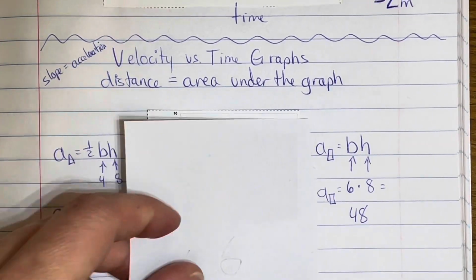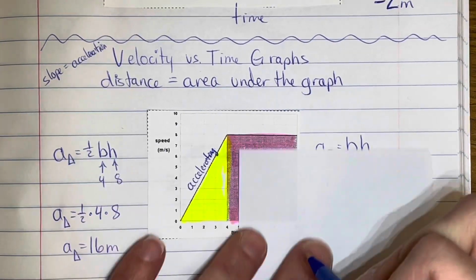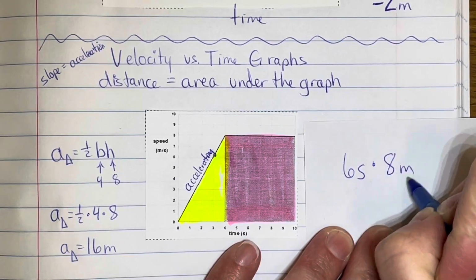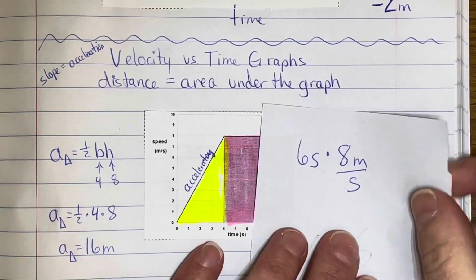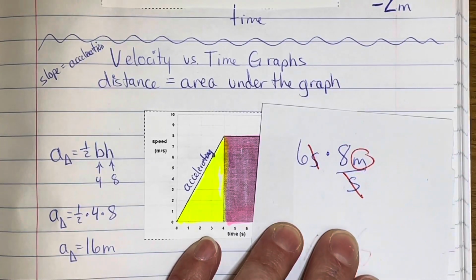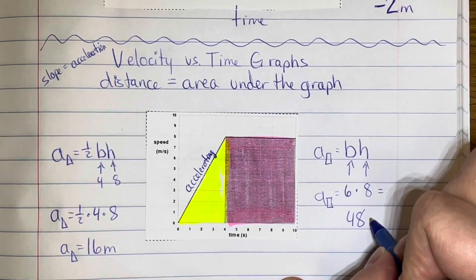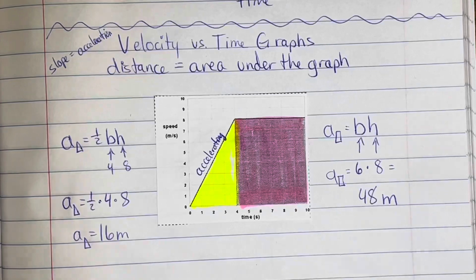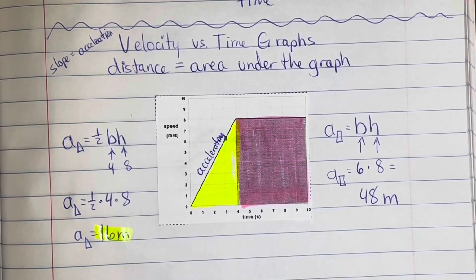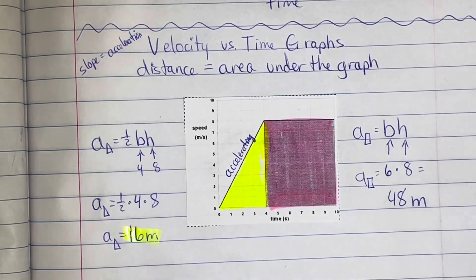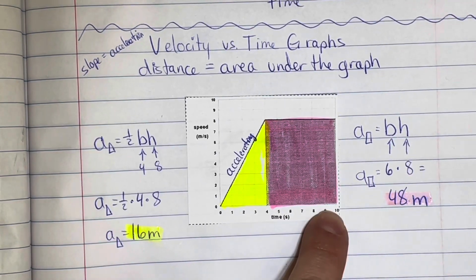Again, if you follow the units, we multiplied 6 seconds by 8 meters per second. Seconds in the numerator, seconds in the denominator, they cancel. We're left with the unit of meters. 48 meters. So 16 meters is how far it traveled during the first 4 seconds. And then 48 meters is how far it traveled during the next 6 seconds.